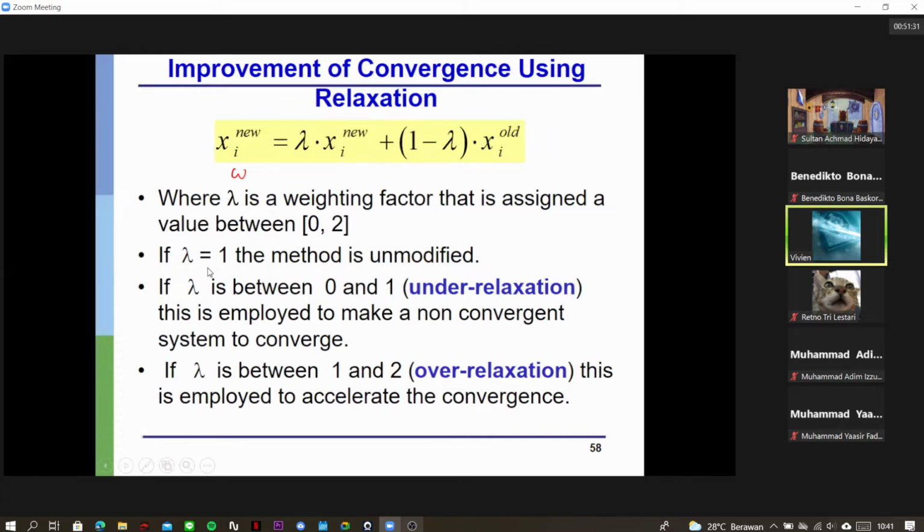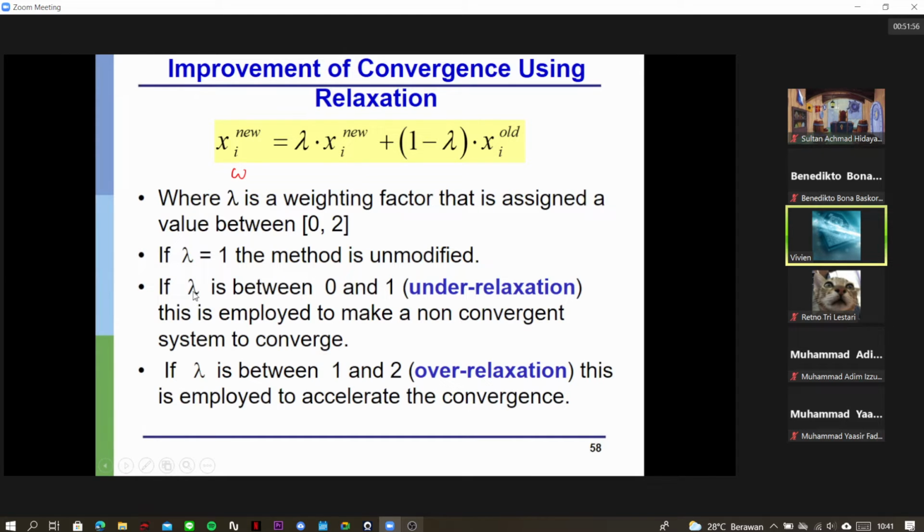So we see here that if the value of lambda, the relaxation factor, is 1, it means that the method is unmodified. If lambda is 1, then 1 minus lambda will be 0, so it means that it's not using the old value. The new value which is used is directly the calculated value. So this is what we have performed before.